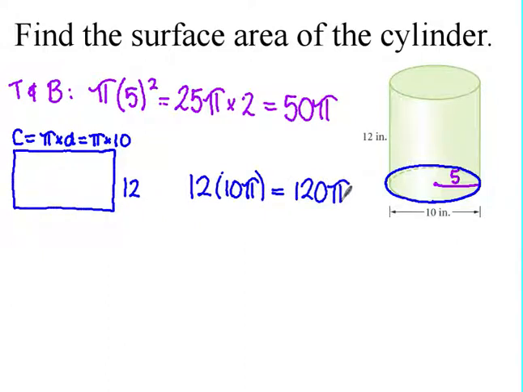What I'm going to do now is add those two quantities together. So my surface area of the cylinder is 170 pi inches squared.